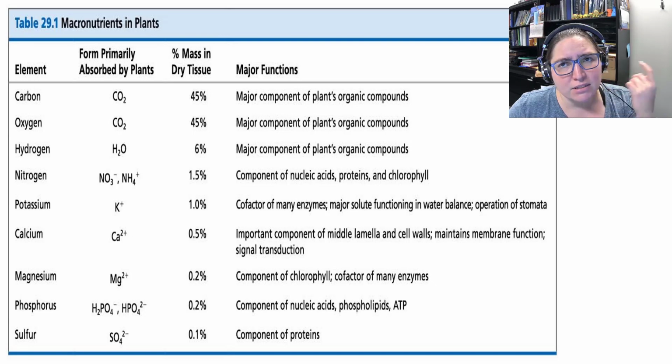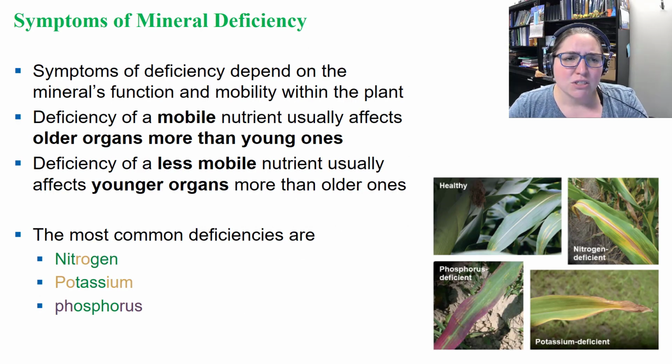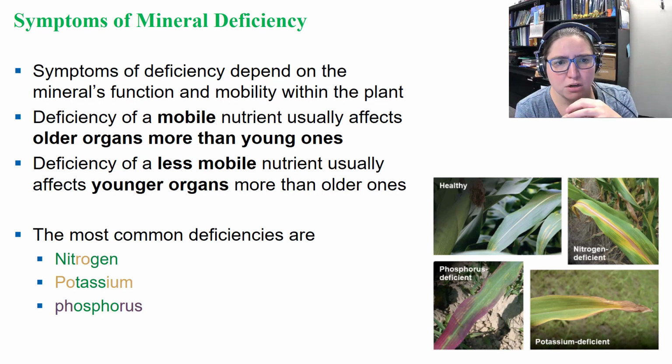If you take a soils class, you might go more into detail on this, or any kind of ag type class or a plant physiology class. If you take plant physiology, you'll probably get to do some hydroponic experiments and look at plant nutrient deficiencies. As far as deficiencies go, the symptoms of the deficiency depend on whether the mineral is mobile or not in the plant, and then also what the nutrient's functions are.